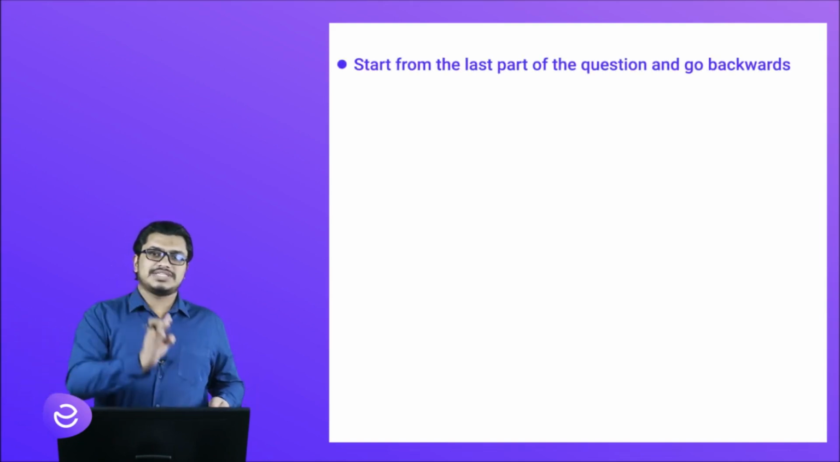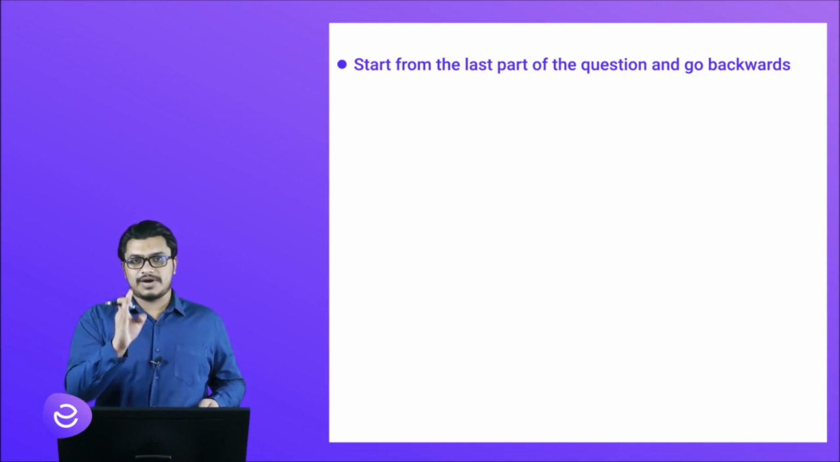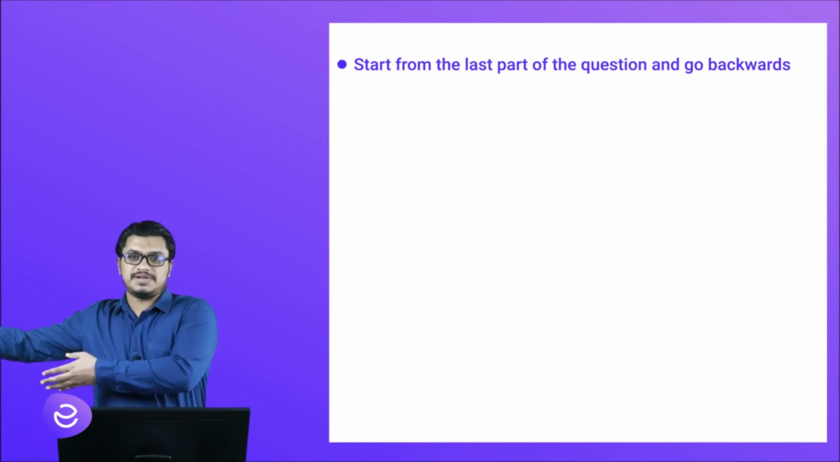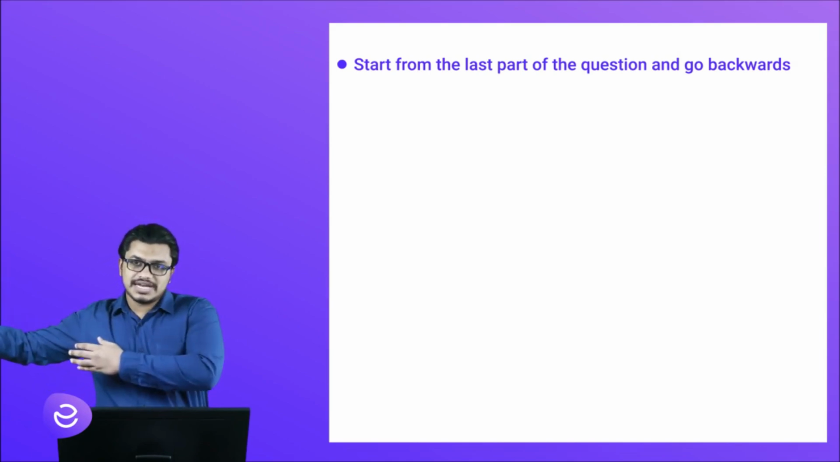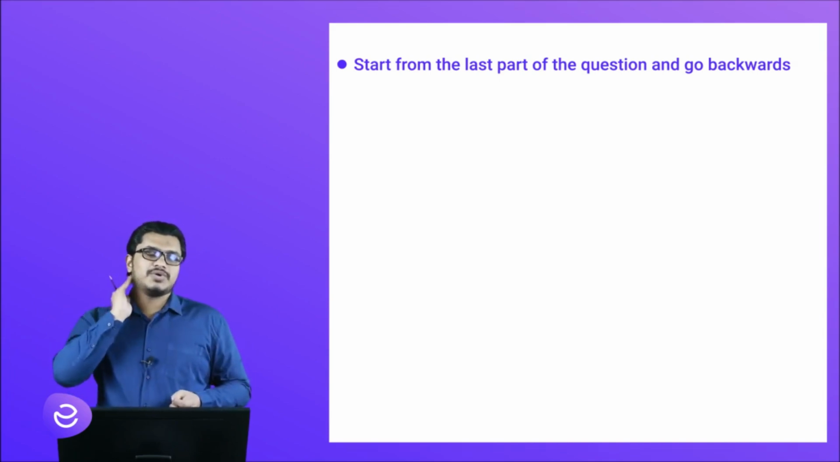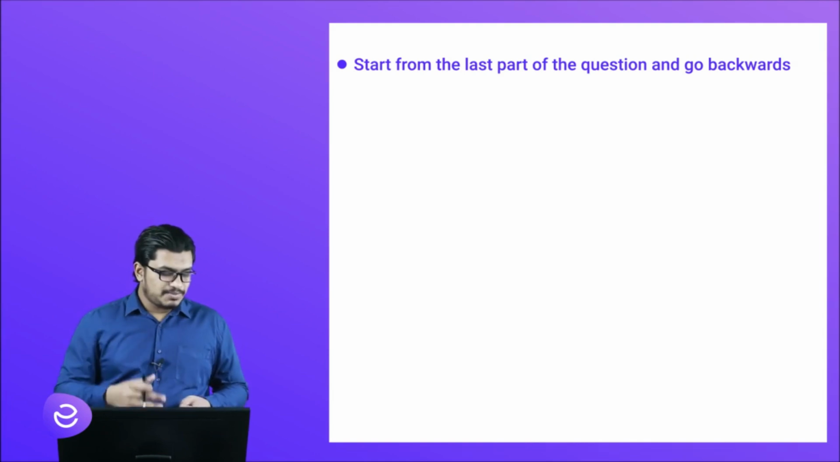So if a question is that he is the father of the mother of my husband, you'll have to start with the husband first. You'll have to start from the right side and then come to the first part of the question. That is how you do a blood relation question. You'll understand more while we're doing the sample questions.